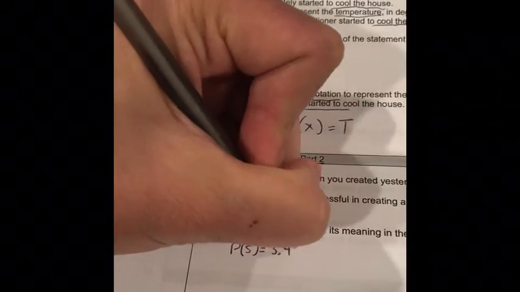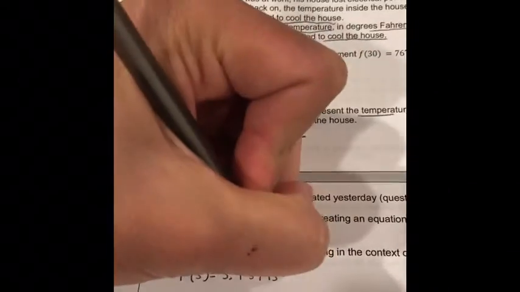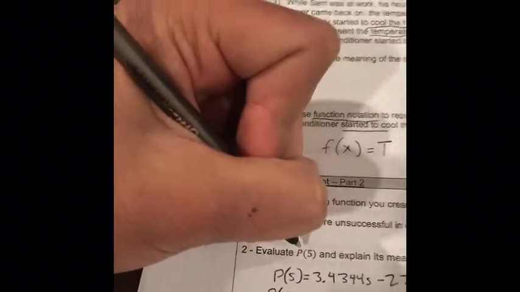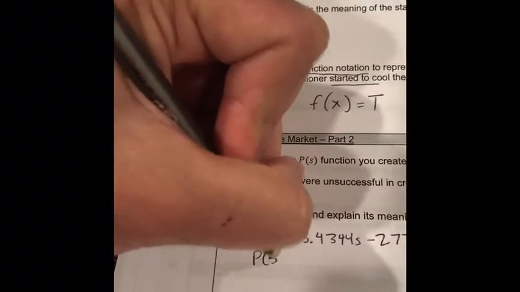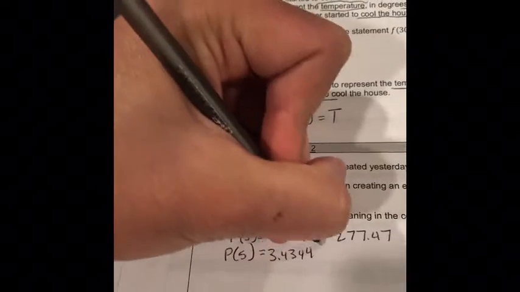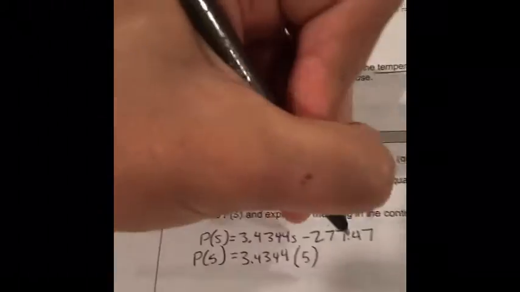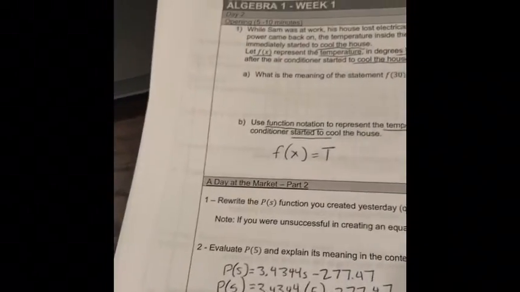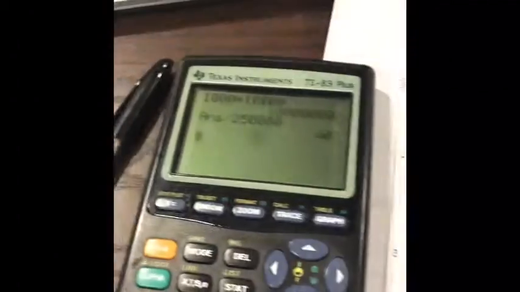So I have my original function, P of s equals 3.4344 s minus 277.47. Now I'm going to substitute 5 here, equals 3.4344 parentheses 5, again this is multiplication, minus 277.47. All right, got my calculator.